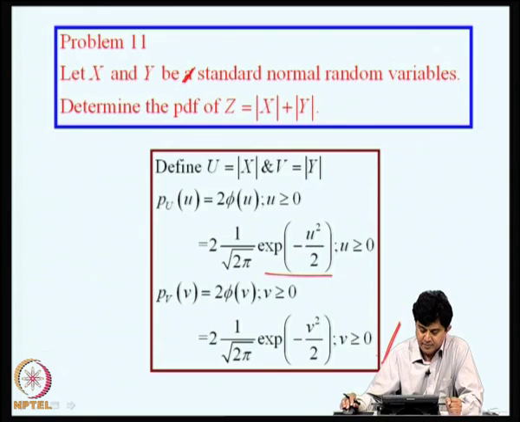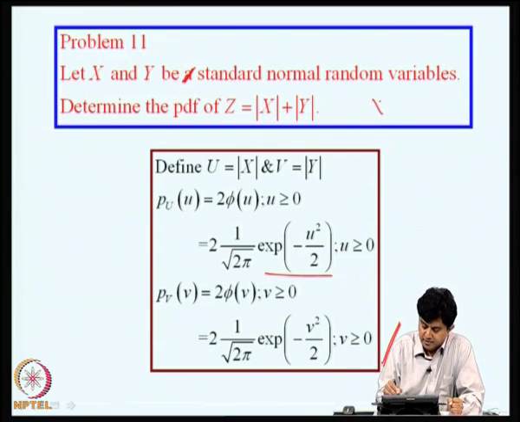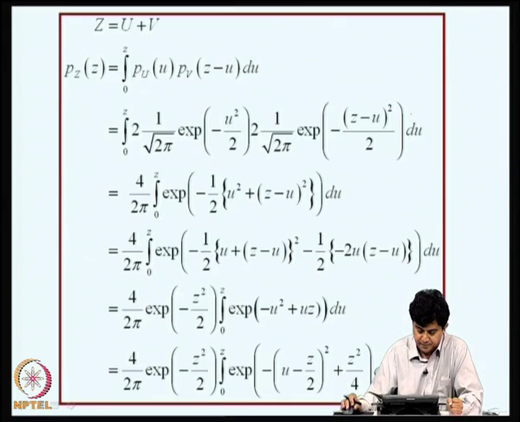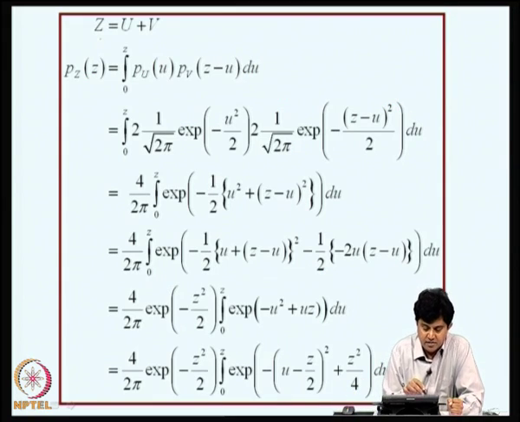Since x and y are independent, we are assuming that x and y are independent, u and v would also be independent. So, we have now z is equal to u plus v, and we are asked to find the probability density function of z, and as we know, this is given by the convolution of the probability densities of u and v, which is given by this. So, this integral is in terms of pu of u, this is this, and in terms of pv of v evaluated at z minus u, I get these terms.